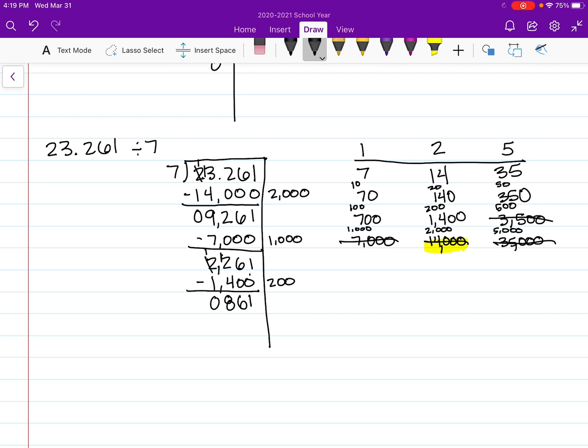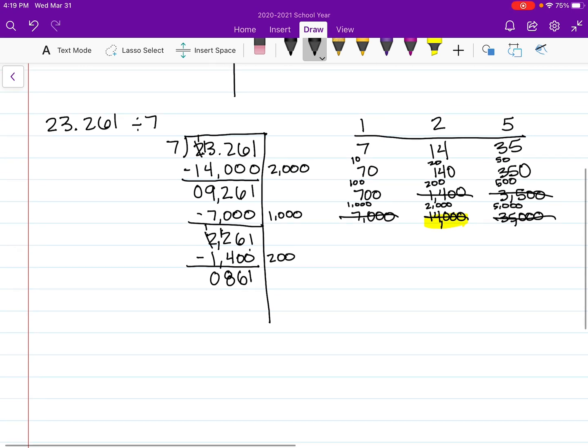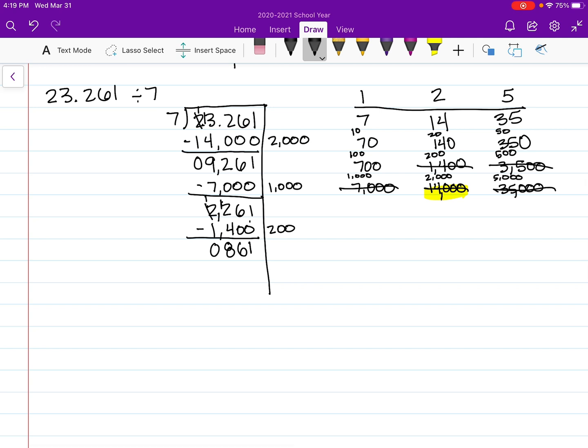Okay, now 1,400 is going to be too big to take away from 861. So I can take away 700, which is 100 groups of 7. 1 minus 0 is 1. 6 minus 0 is 6. And 8 minus 7 is 1. So I have 161 left.